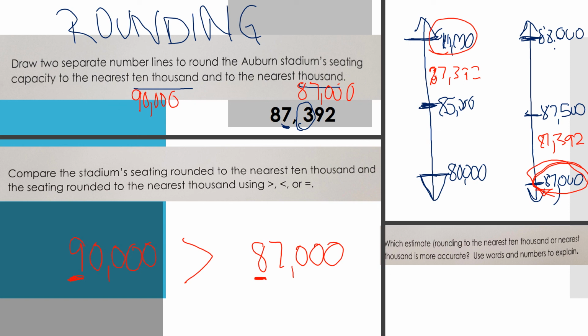All right, now the last question on here, it says which estimate, rounding to the nearest 10,000 or the nearest 1,000, is more accurate. And I'm not going to tell you this answer. I want you to come up with your own conclusion on this, and I want you to share it with me tomorrow when you come to class. Which one of these estimates would be closest or more accurate to use? So write your answer for that and your reasoning behind that. Bring to class tomorrow and get ready to take that test. You're going to rock it.